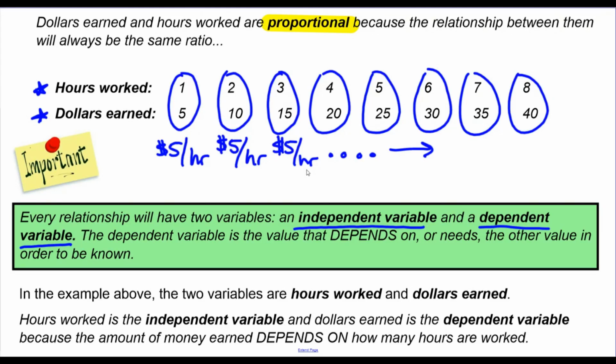So in the example above, the two variables are hours worked and dollars earned. Those are the two things that we're comparing. Hours worked is the independent variable, and dollars earned is the dependent variable, because the amount of money that Jordan earns depends on how many hours he works. So if I were to ask you a question, how much money did Jordan earn? You'd have to know how many hours he worked first, because the amount of money he earned depends on how many hours he worked. So dollars earned is the dependent variable because it depends on how many hours he worked.